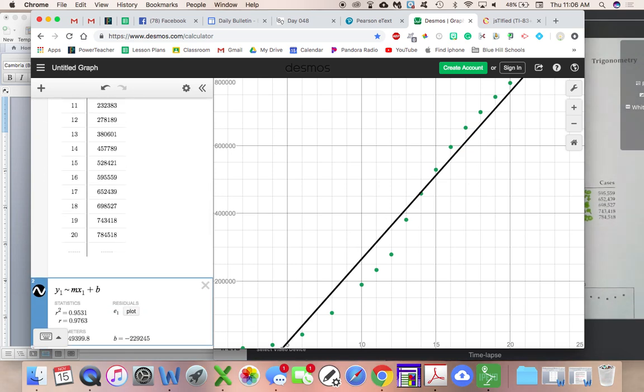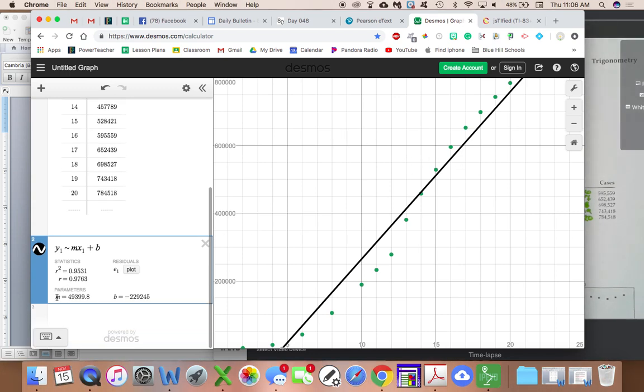Plus b, okay? So if this data fit a linear function, my linear function would be, if I scroll down, y equals 49,399.8x plus this number, right? I plop those 2 numbers back in there. Does that make sense? It's saying this is my equation with m and b being that, right?